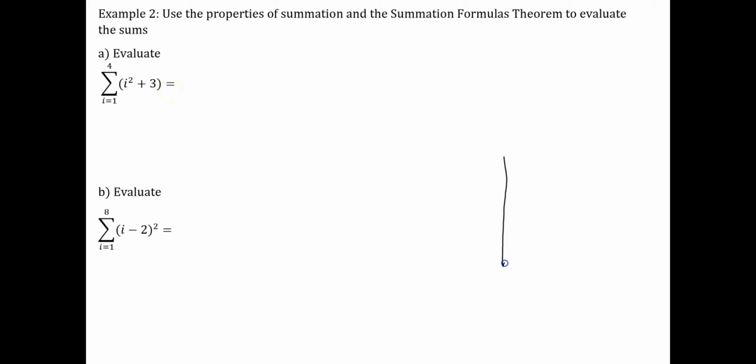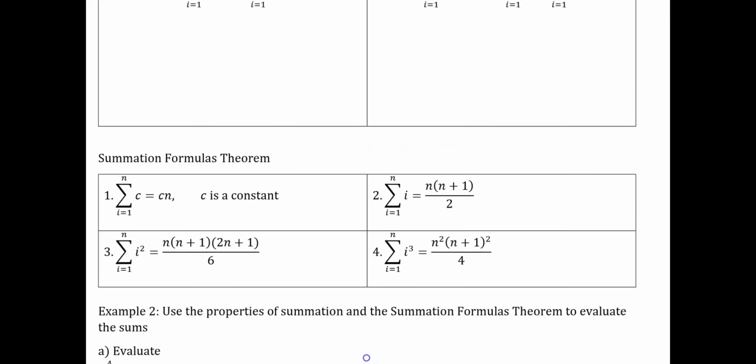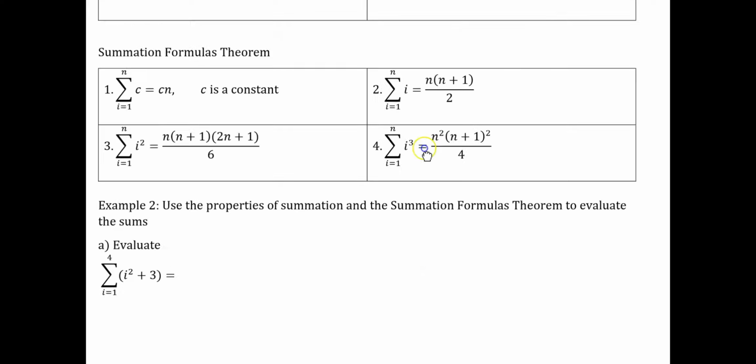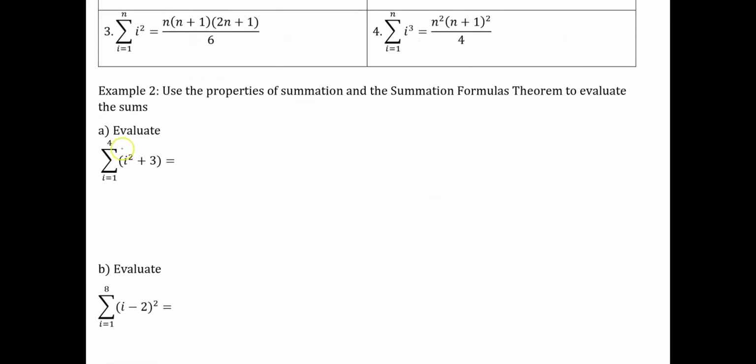The first thing I'm going to do is use the second summation property, this one here, to write this as two separate summations, because we have a sum on the inside of our sigma. So I'm going to split this up into the sum from i equals 1 to 4 of i squared, and then I will add the sum from i equals 1 to 4 of 3.